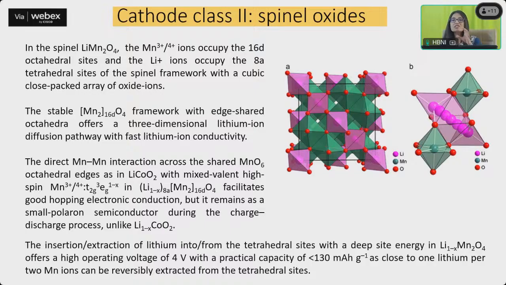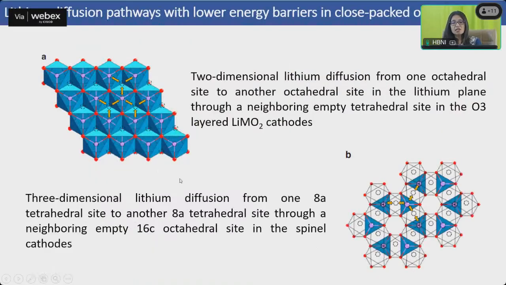This is because with every two manganese ions you can move one lithium ion. It can be reversibly extracted from the tetrahedral sites. So you see the lithium diffusion pathway over here. If you see that there is a particular vacancy over here, and basically this lithium ion is hopping through that, and you're having a two-dimensional pathway.